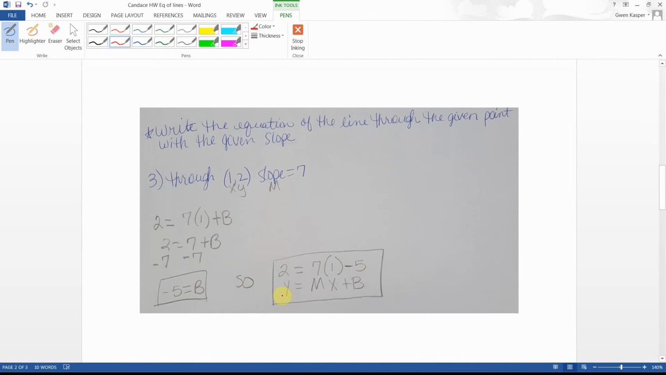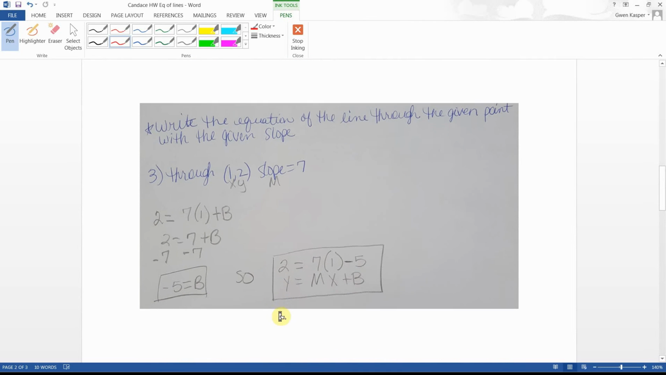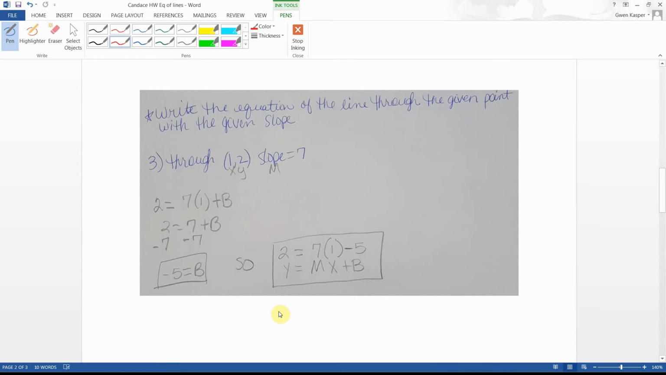Okay, these you did really well on. You just didn't put them back in the correct form. It said write the equation of the line through the given point with the given slope. So you solved this equation for b, and you did this perfectly. B is equal to negative 5, and you also know that m is equal to 7.